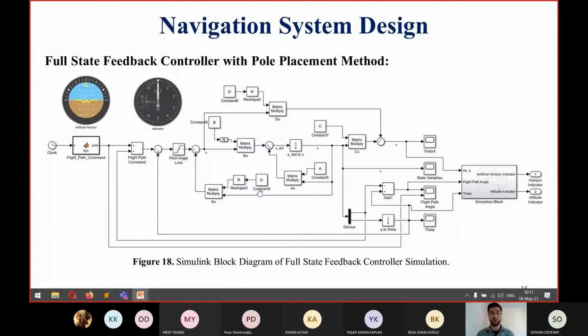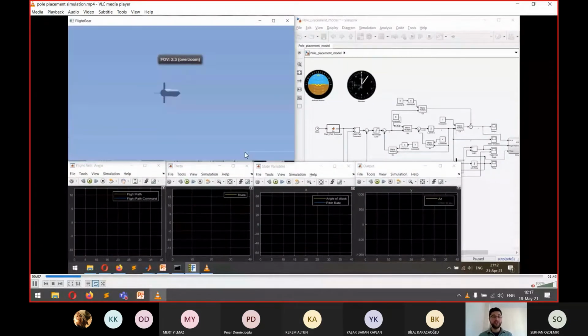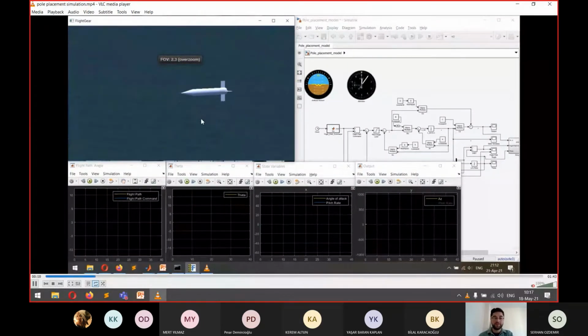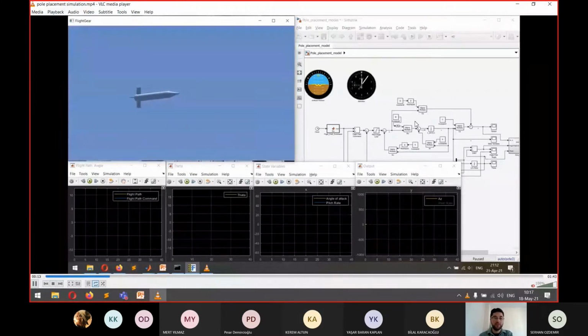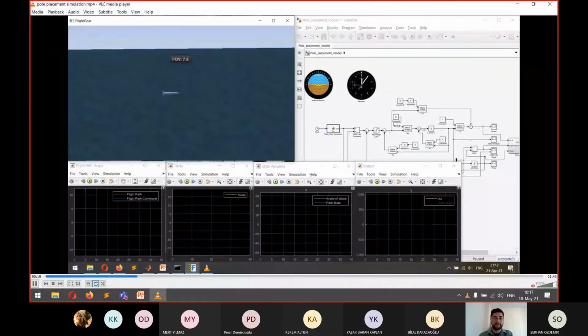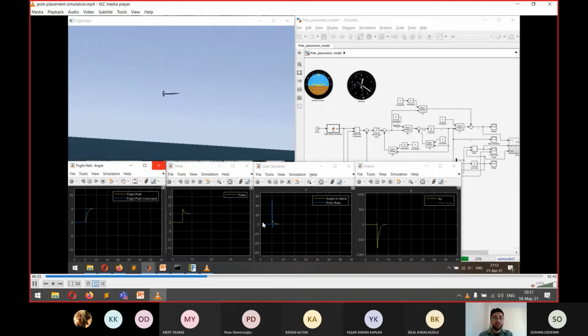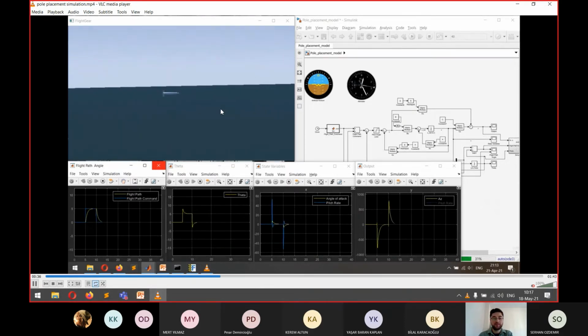Now I have a small video of this simulation. This is my 3D model munition. I use FlightGear, open source simulation software, for this simulation. Now the simulation will start. Now it will make a 5-degree flight path angle, and it will cruise with 0 pitch angle, 0 flight path angle, and it will descend.